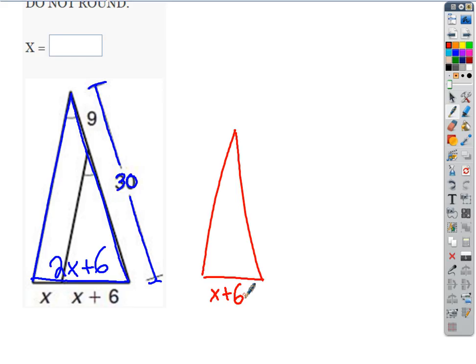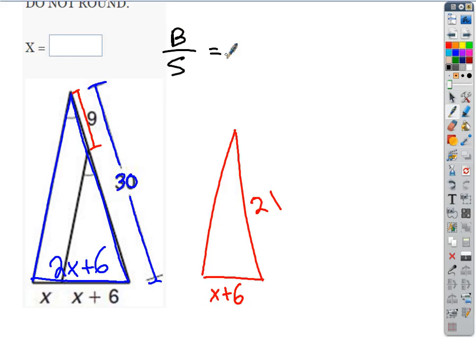If this is 9, 9 is just this distance right there, isn't it? So we have to subtract the 9 from the 30 and get 21. There we go. Now, what would the ratio be that we could set up here to solve for x? If we do ratios of corresponding sides, what do you think, Mr. Rickman? 30 over 21. Okay, equals 2x plus 6 over x plus 6. Good. Okay, so we'll go big to small, right?